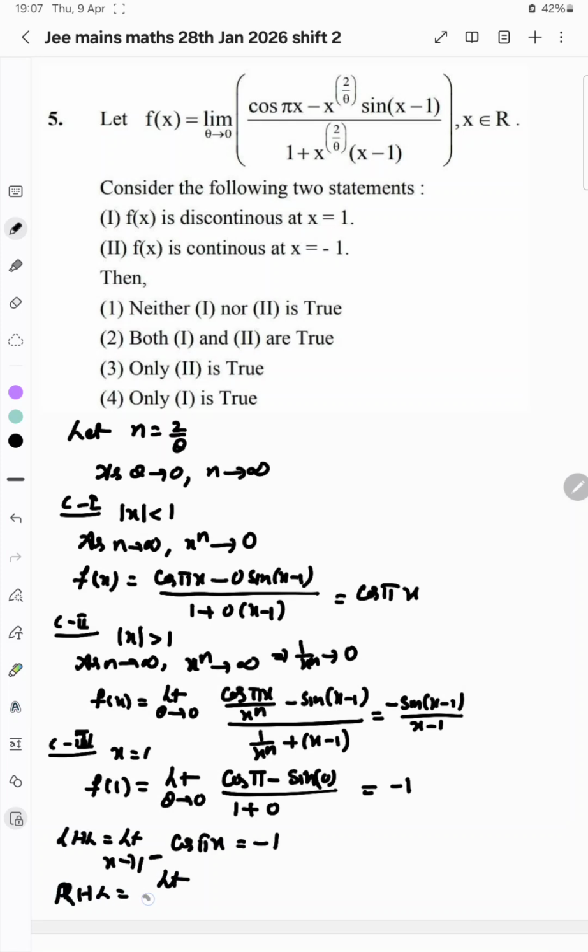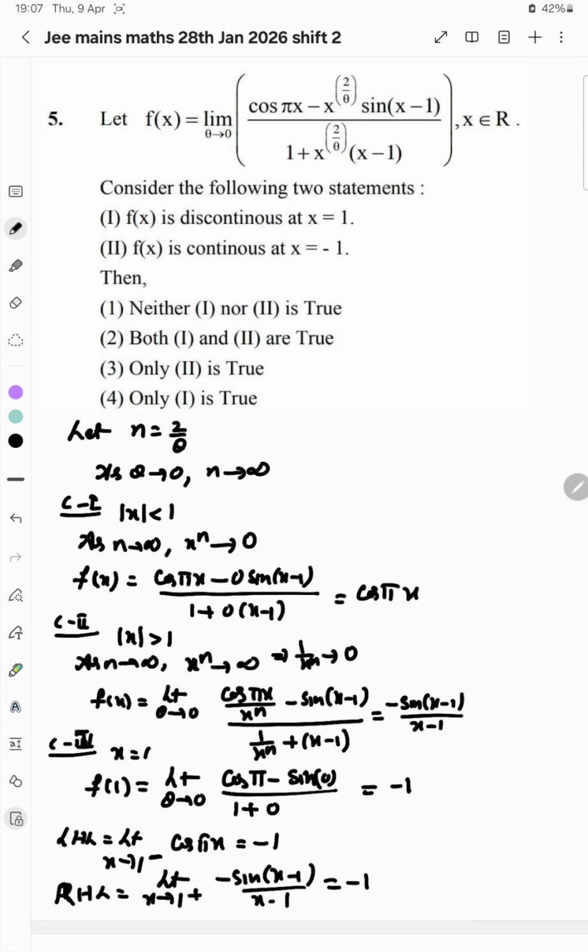Similarly, what about RHL? RHL is equal to limit x tends to 1 plus. 1 plus means more than 1. This is the case. So in that case the function is what? Minus sine of x minus 1 by x minus 1. And x tends to 1 plus means x minus 1 tends to 0 only. And we have the formula limit x tends to 0, sine x by x is 1. So this is also 1, and since minus is there, so -1.